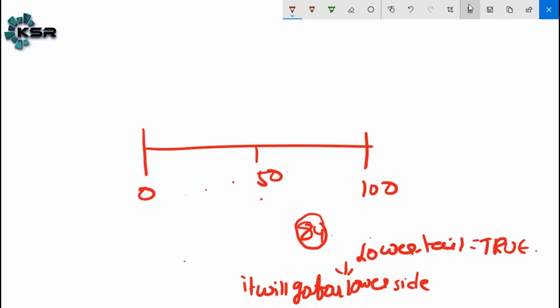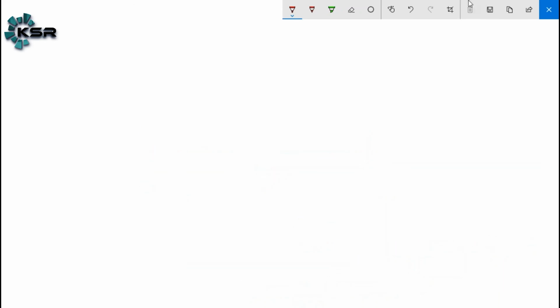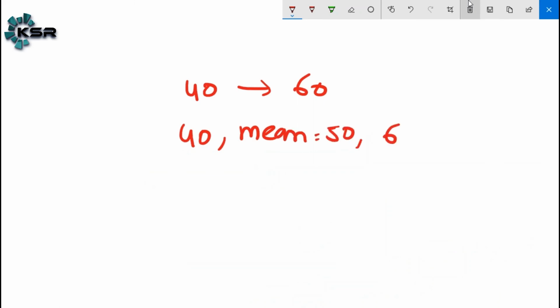Is it clear? Then what about this 40 to 60 range? In the 40 to 60 range, we need to consider only the range of 40 to 60, right? Correct. So in this case, we can write 40, comma, mean, which we discussed is 50, sigma, which is the standard deviation, 15.2. Of course, you need to write the SD. Comma, lower.tail equal to TRUE.